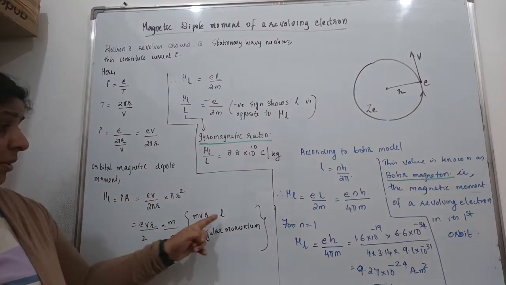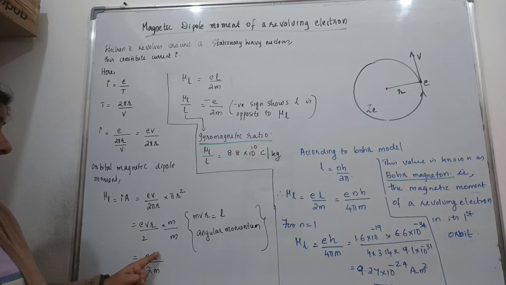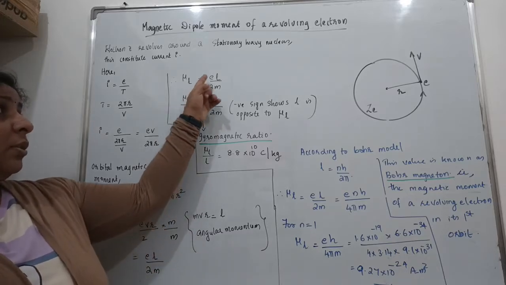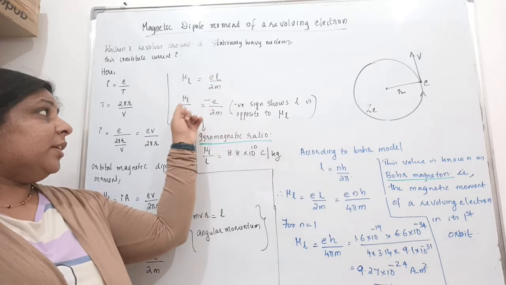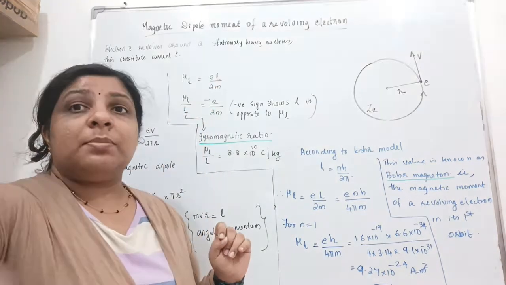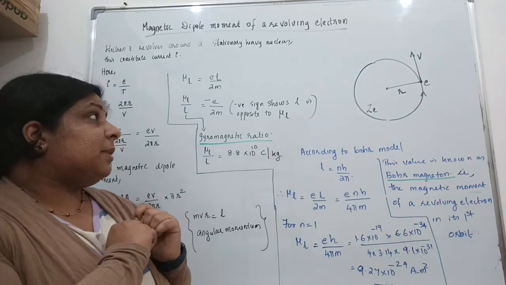So for mvr I can substitute L, angular momentum. So you will get eL by 2m. Now L I will take to the left side. So mu L is equal to eL by 2m, and taking L to the left side, mu L by L is equal to e by 2m.